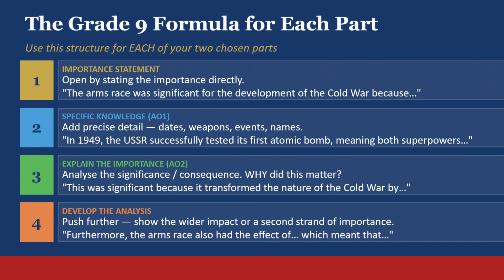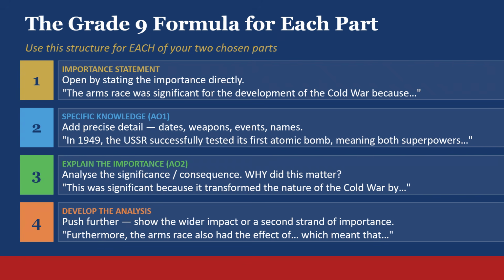So let's look at the grade 9 formula for this question. Now you need 4 elements working together, and I want you to think of these as a chain where each step builds on the last. Step 1 is your importance statement. Open by stating the importance directly. Don't ease into it. Don't start with in 1949. Start with the arms race was significant for the development of the Cold War because, you're announcing your argument from sentence 1.